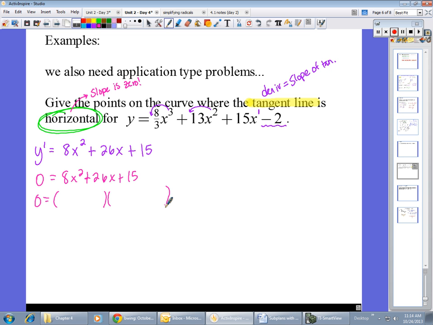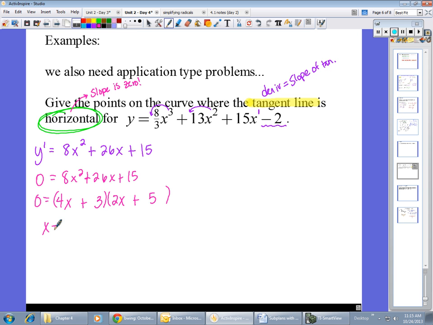Factoring on this one's a little bit creepy because it's 8x squared and not just x squared. But the first terms most people think about are 4x times 2x to multiply together to make 8x squared. And then if you have multiples of 15 that, when multiplied by 4 and by 2, add to give you a middle term of 26. I believe if I put a 3 here and a 5 here, that should do the trick, because then my outer terms would give me 20x and my inner terms would give me 6x, and there's the 26x.